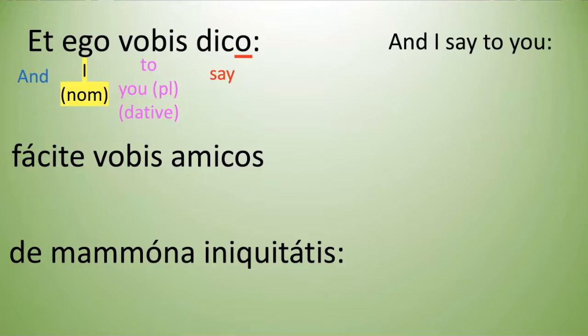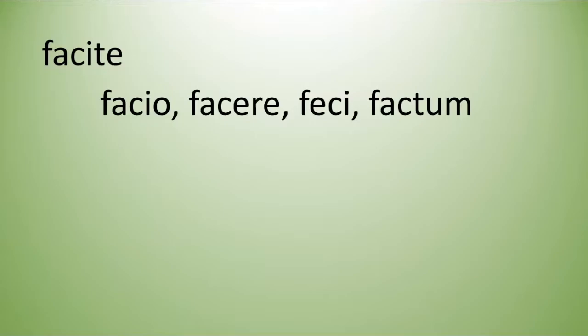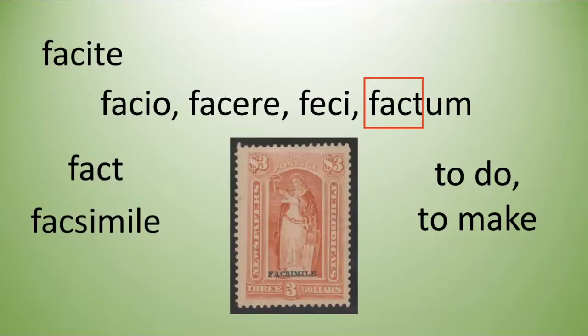Before we translate facite, I just want to take a quick look at it because it's super common in Latin. These are the forms of it, and it is the verb to do or to make. So whenever you see it, you want to try both of those and see which one makes sense. And you can see in this fourth principal part, F-A-C-T, that is the root from which we get our English words. So the word fact, for example, the word facsimile, and the word factotum. If you can think of any other derivatives, please let me know in the comments.